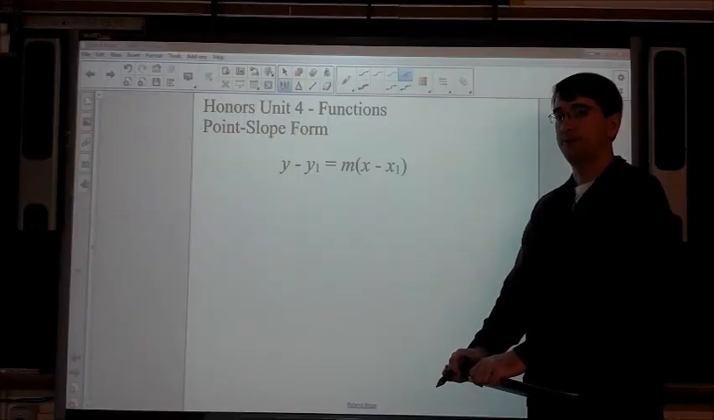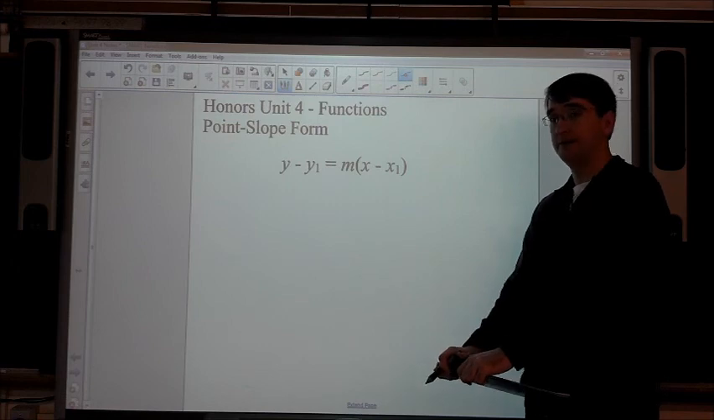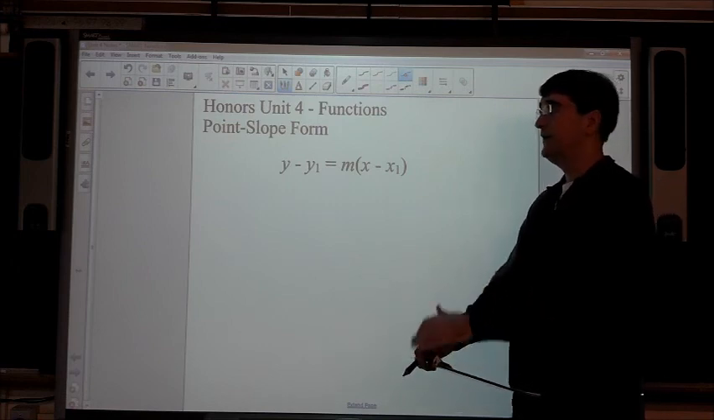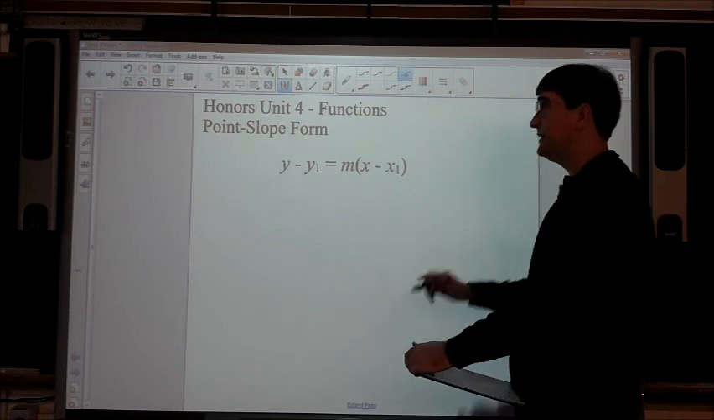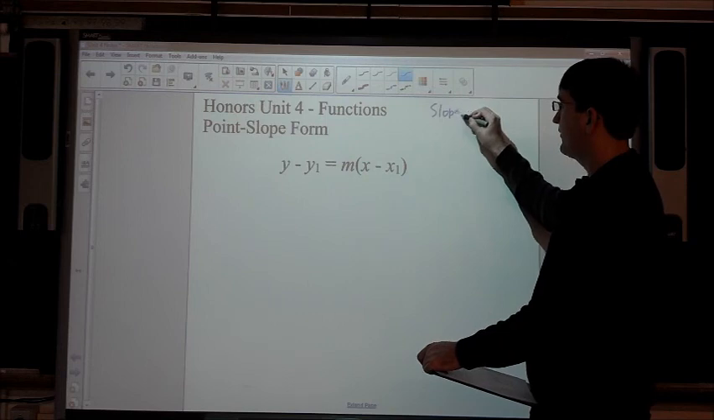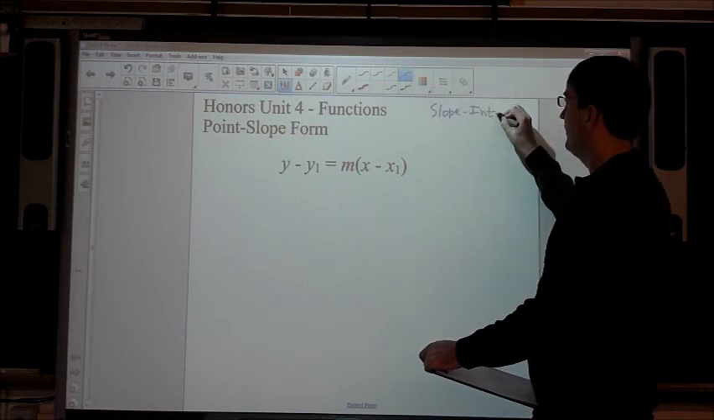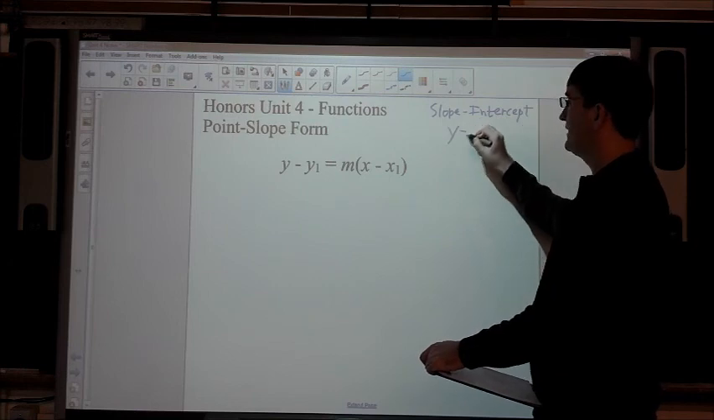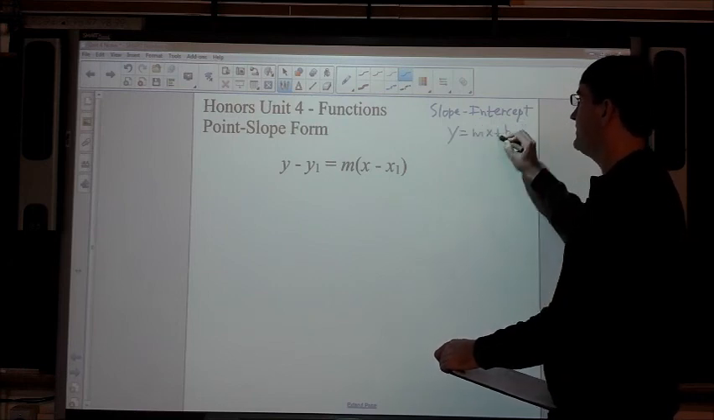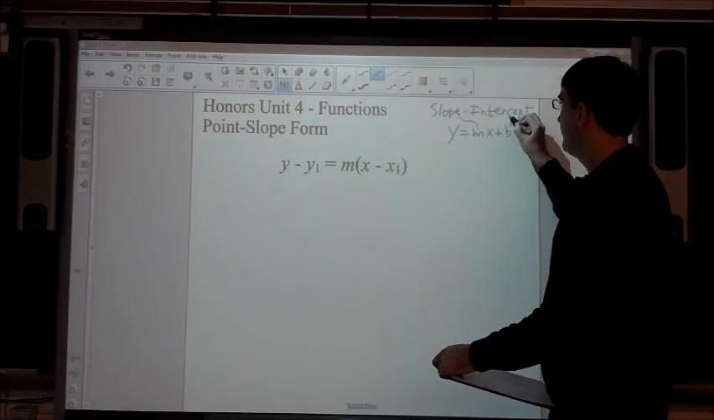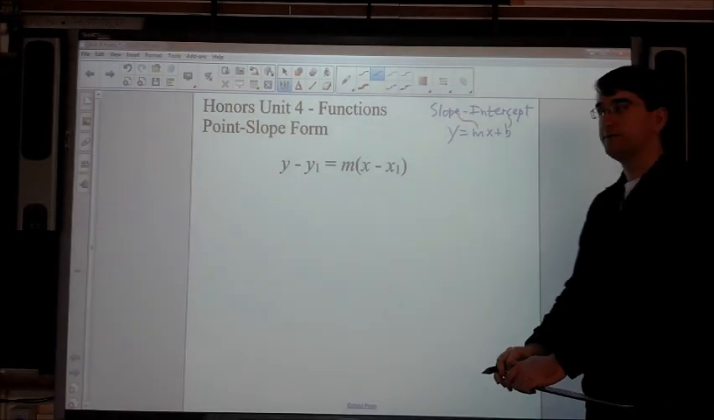The point slope form for a linear equation, for a linear function, is just another way of writing the equation for that function. Usually what you've been making in class has been what's called slope-intercept form. Because the actual form is y equals mx plus b, and m is the slope and b is the intercept, the y-intercept specifically.